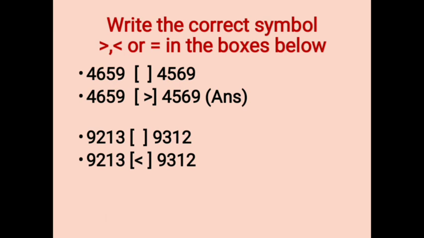Next, 9213 and 9312. Again check the highest place value, that is the thousands place. Both the numbers have 9 as its digit. Now move to the next place value, hundreds place. In one you can see 2 is written and the other number 3. So 3 is bigger, that means 9312 is greater than 9213.